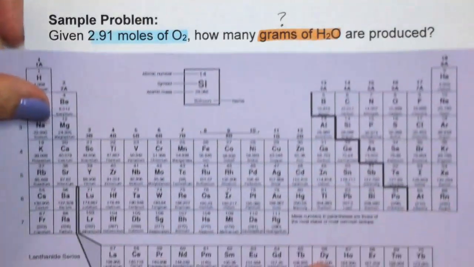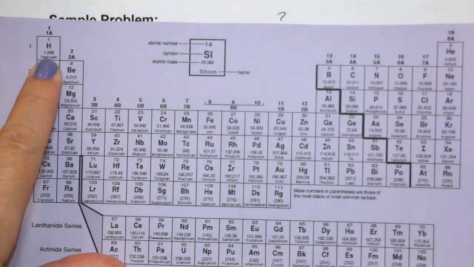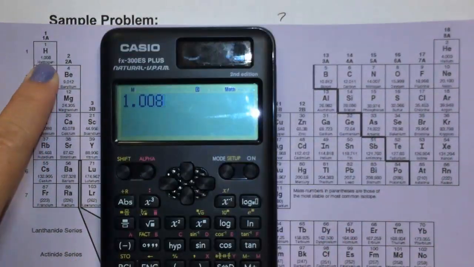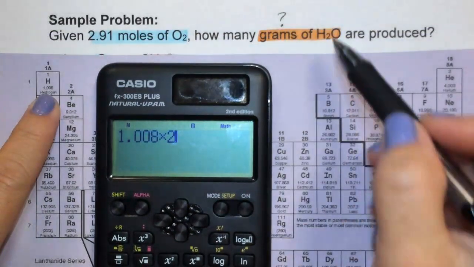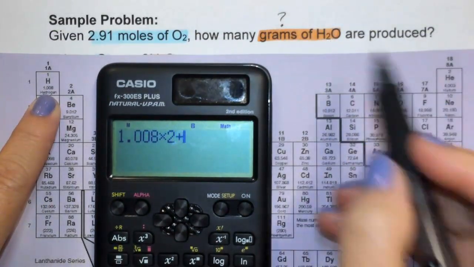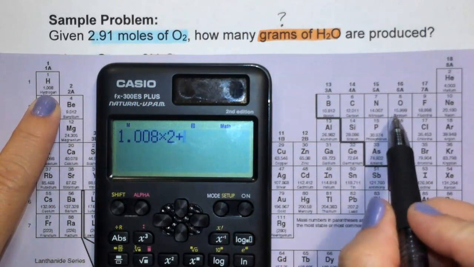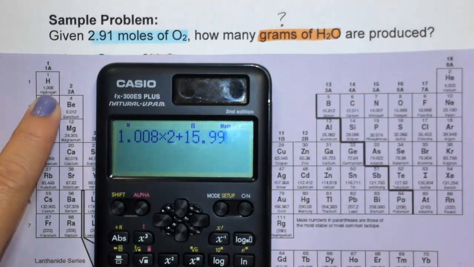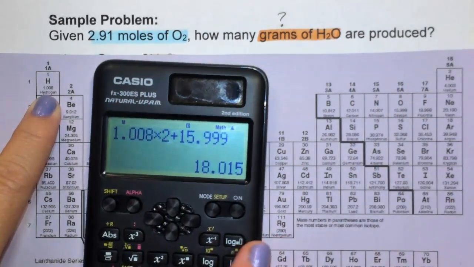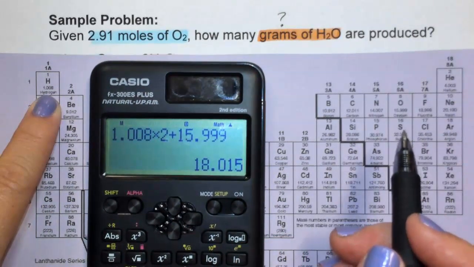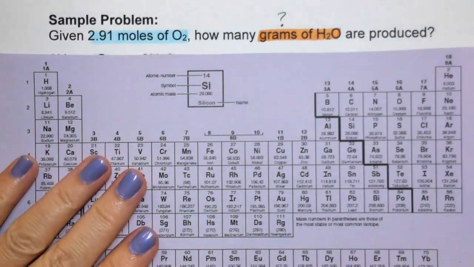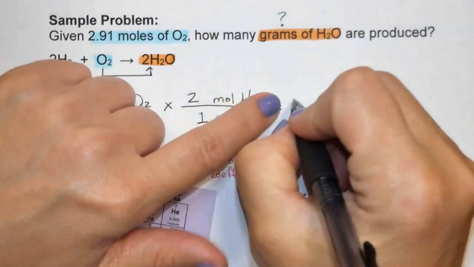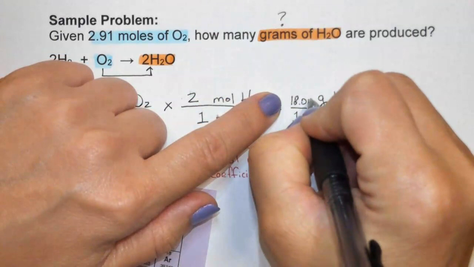times 2 plus oxygen. So I'm going to take the mass of hydrogen and I'm going to hit times 2 because there are 2 of them in the formula, plus oxygen is 15.999. Now you may round that to 16, but if we're just keeping the periodic table as is, we're going to get 18.015, and that is our mass of water from the periodic table.